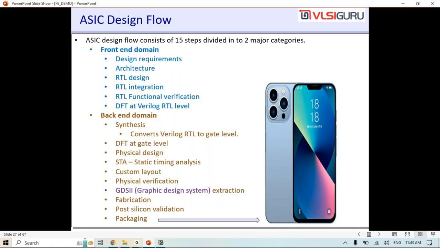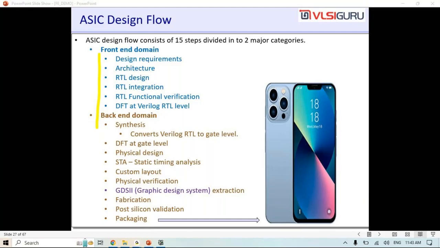So where did this start? Requirement, and you know all these steps. Then it went through the backend domain. So in summary, what is the backend domain? The process of converting the RTL code into this one. That entire process is what we call the backend domain. In software, there is no backend domain. Why? Because we are only developing the code and that code is finally deployed.